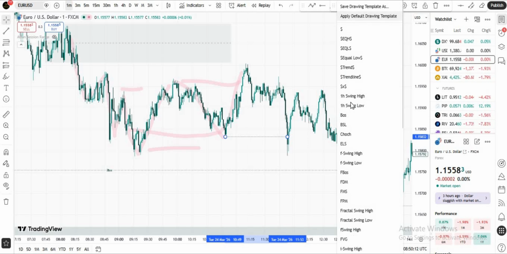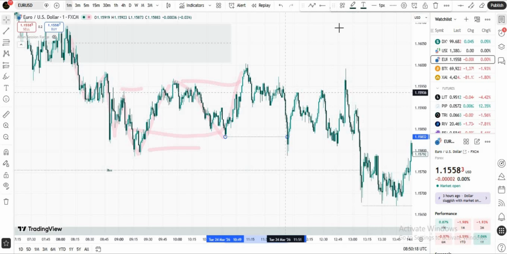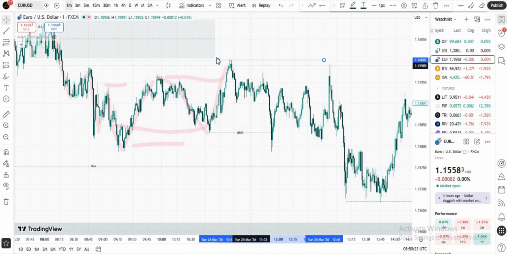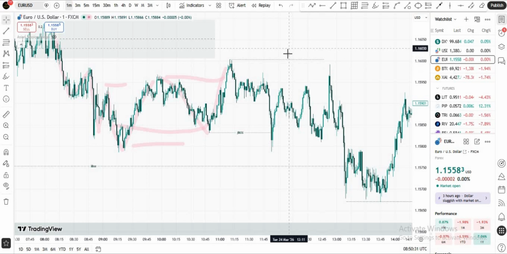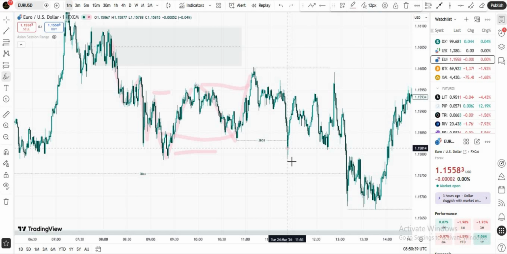Which gave us a fractal break of structure again. I'll just label that fractal POH, right? Which gave us a fractal, and this becomes the new fractal swing high. What we see after that was price, after giving us a break of structure, going up, coming down, giving us a double bottom, double top, equal high at this point, then coming down again.